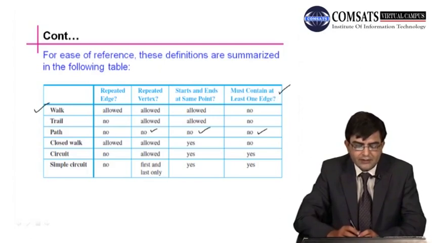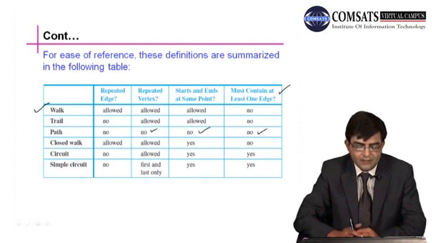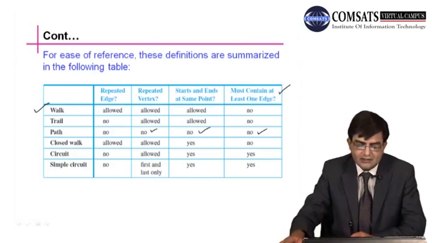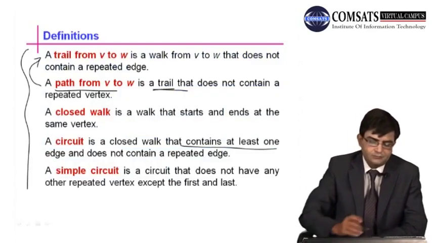What is a closed walk? Repeated edge is allowed, repeated vertex is allowed, starting and ending point must be the same, that's why it's called a closed walk, and it is not necessary to contain at least one edge. Circuit: in a circuit repeated edge is not allowed, repeated vertex is allowed, starting and ending point must be the same, and it must contain at least one edge. Yes, there is a condition in a circuit that it must contain at least one edge.